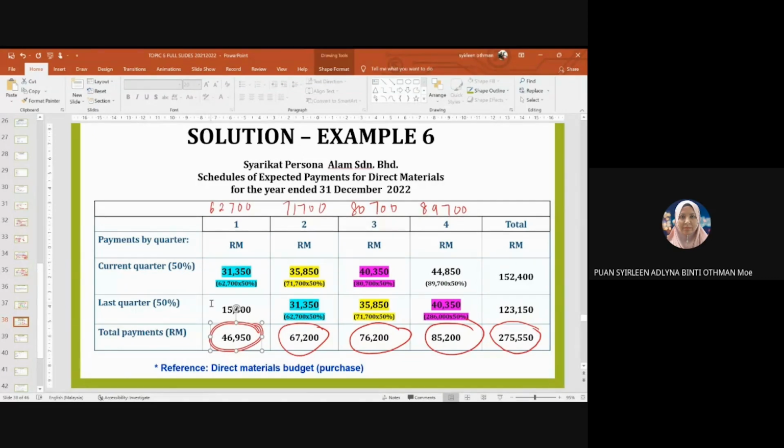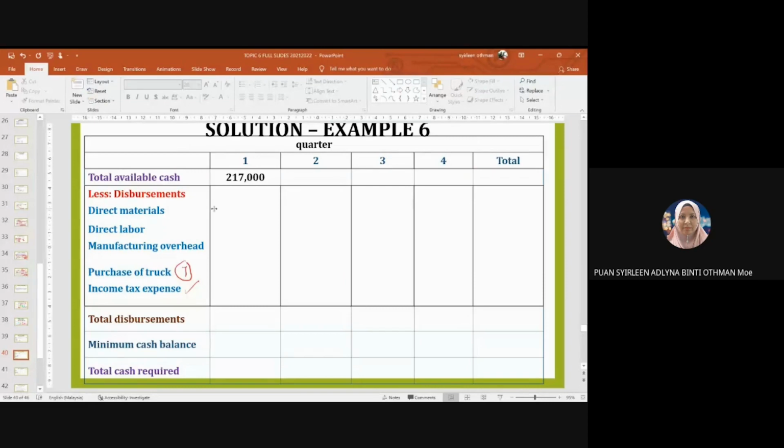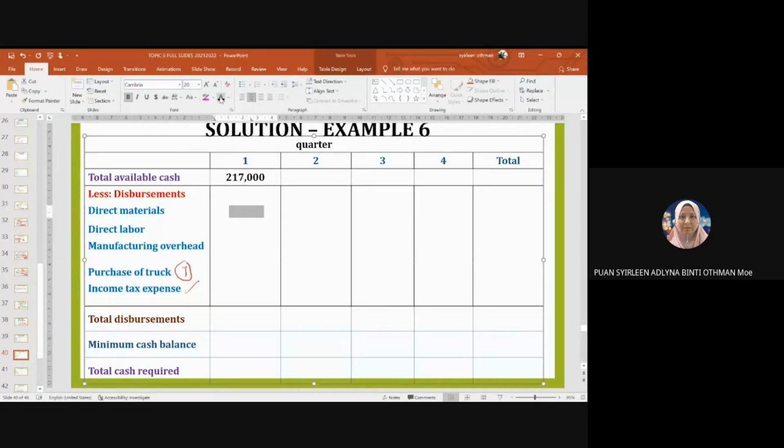Okay, we buy and pay using this schedule, 50-50. So this is the first payment you need to pay for the first quarter, 46,950. Okay, so for the first quarter I will pay direct material 46,950. Then I will pay direct labor. To pay direct labor, madam will go to the direct labor budget, because it says the direct labor budget is paid in full in the quarter it occurs.